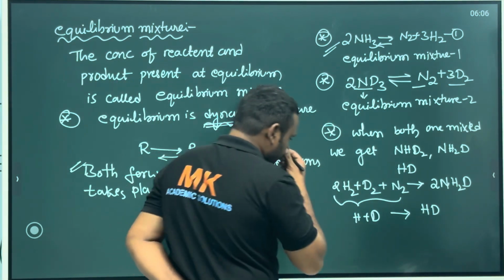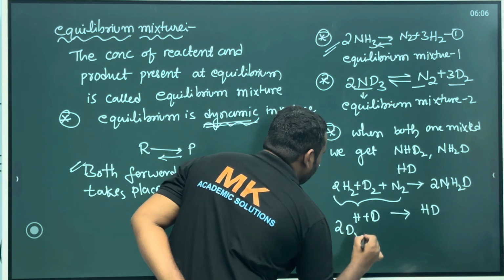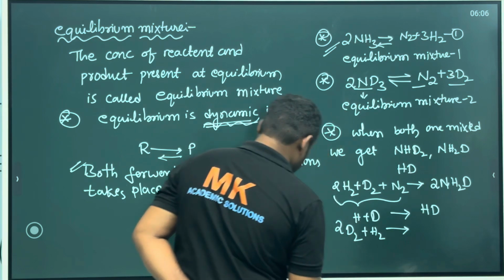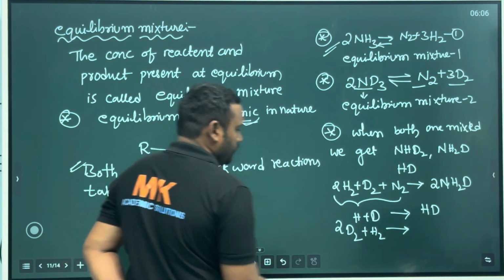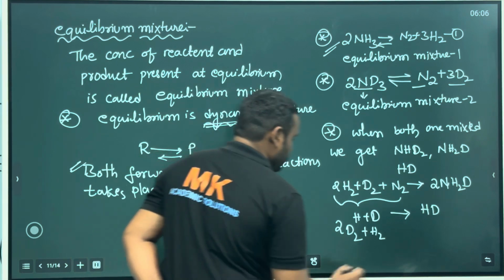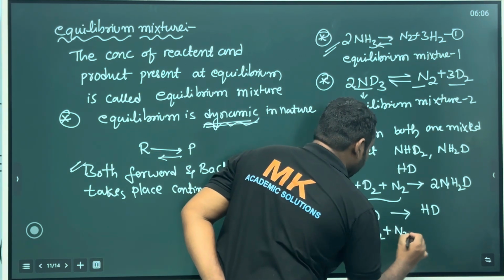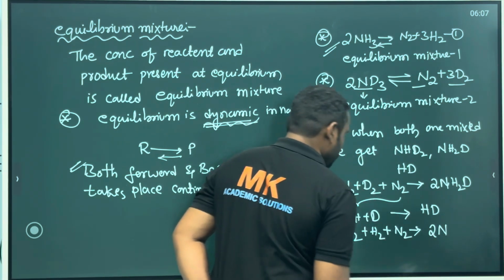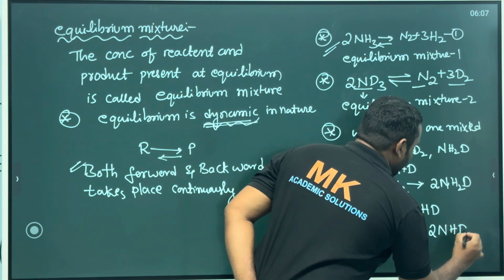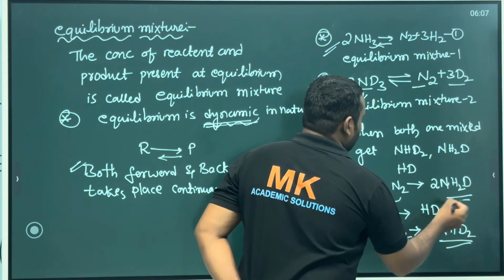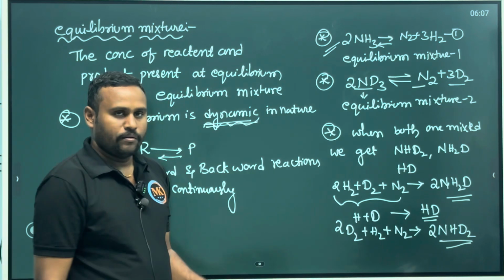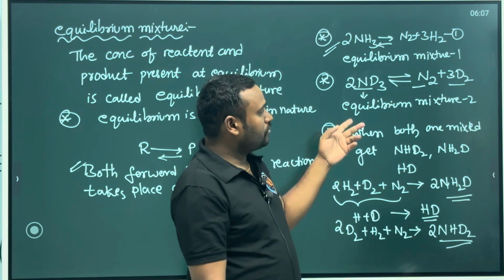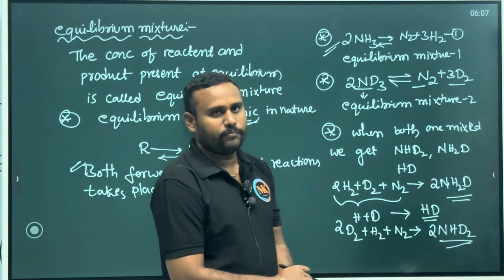And also 2D2 plus H2 plus N2 gives rise to 2NHD2. So these are the substances we are getting because of what? Continuously reactions are going to take place here. Continuously both forward and backward reactions are going to take place.